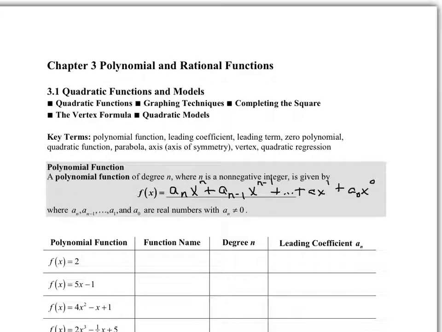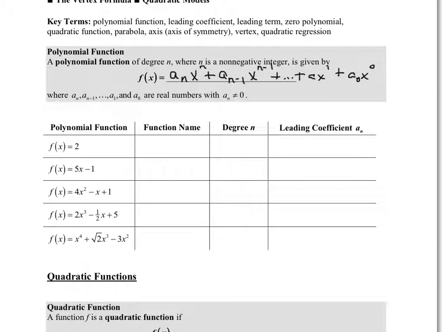Now, there are special names that are associated with certain polynomial functions. We're going to fill this out just to be familiar with the vocabulary, again, knowing that vocabulary is an important part of algebra. And if you look at the first one, it says f of x equals 2. You do not see a variable at all in that function, and that means it is a constant. So if I do not see a variable, if it's just f of x equals some number or y equals some number, it's a constant function.